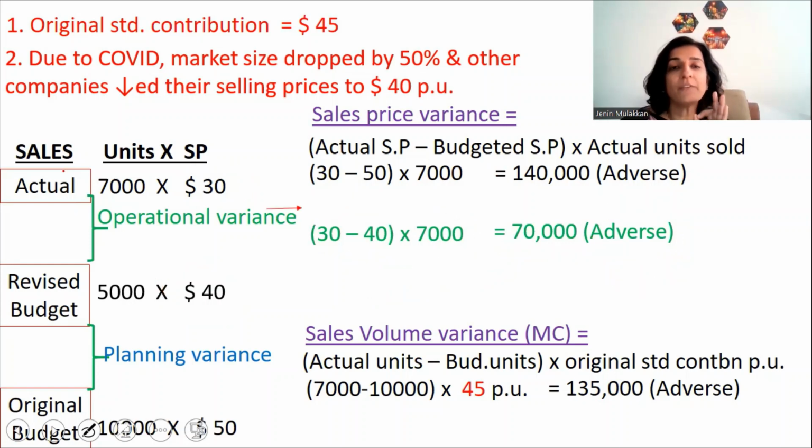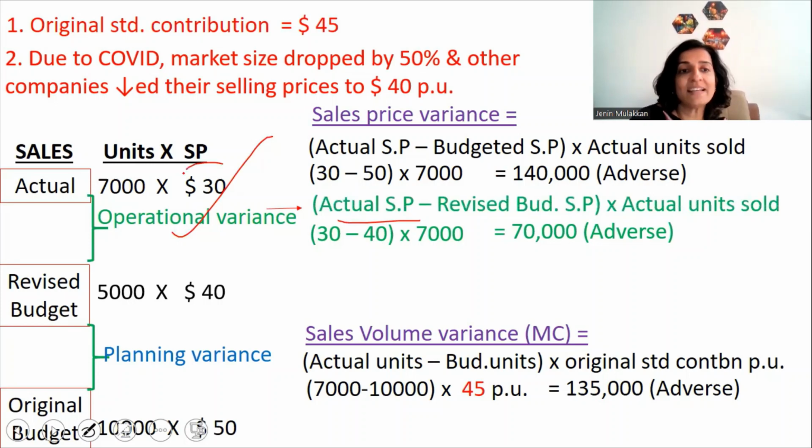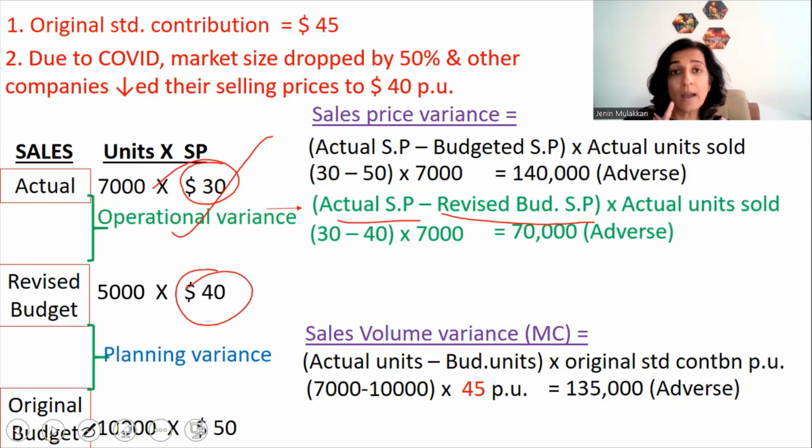So as a formula, if we have to write the operational variance, it is the actual selling price, that's $30, minus the revised budgeted selling price, that's the $40, multiplied by actual units. So that is 7,000 units.